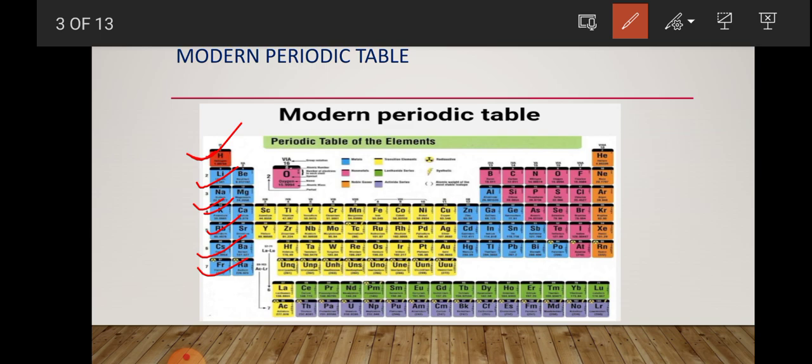And from left to right, there are 18 groups, total 18 groups.